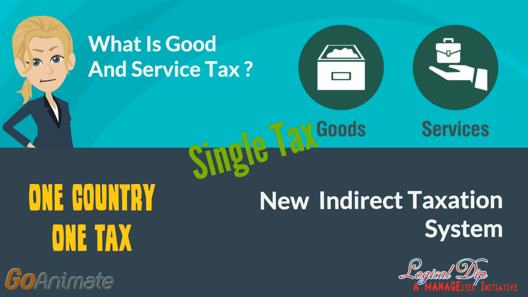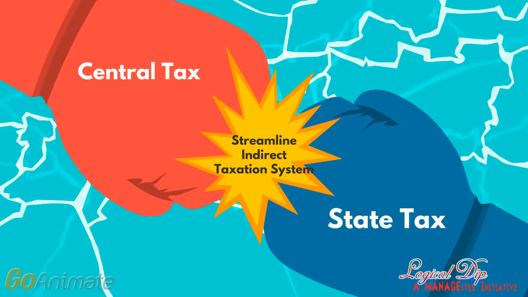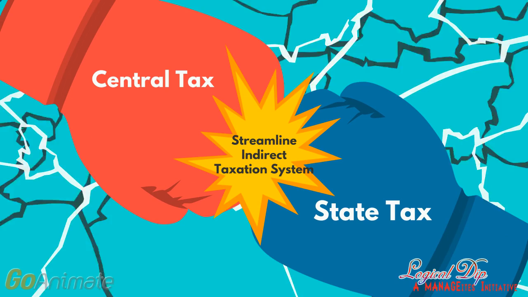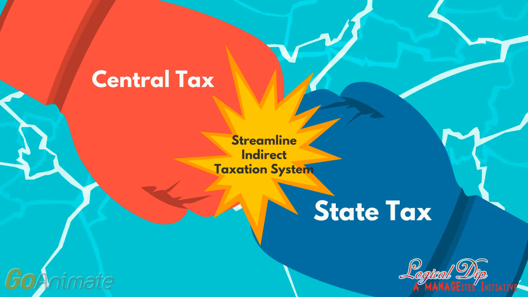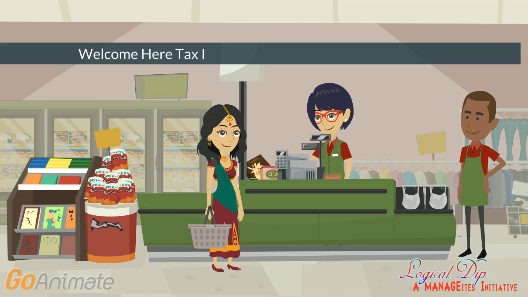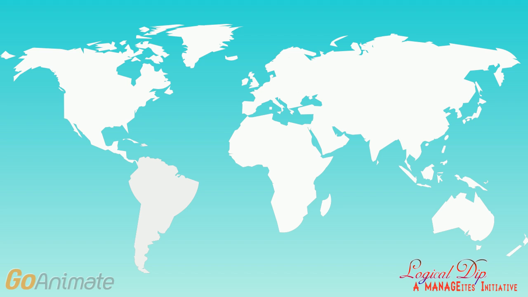One country, one tax. GST is believed to streamline the indirect taxation system as it contains all indirect taxes levied on goods and services, including central and state-level taxes. It will be collected on value-added goods and services at each stage of sale or purchase in the supply chain by a tax credit mechanism. But why GST?